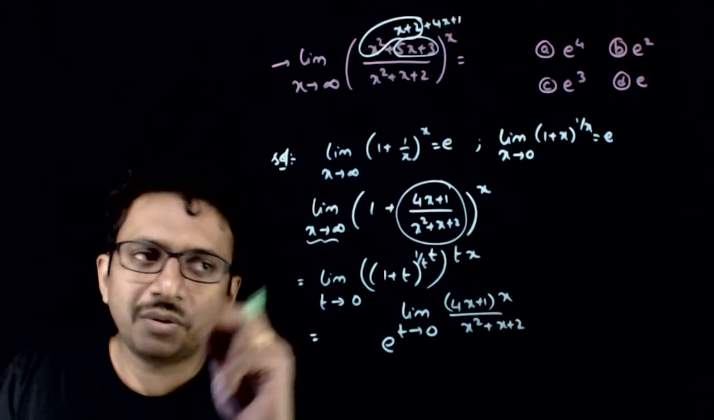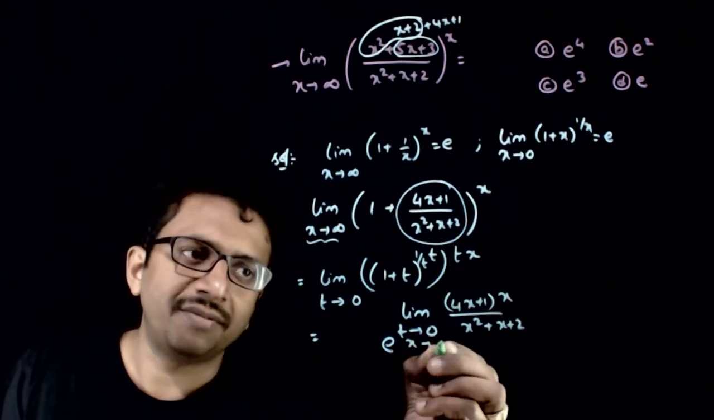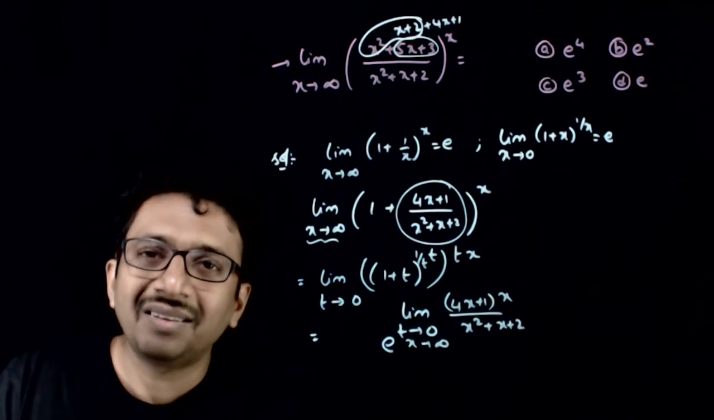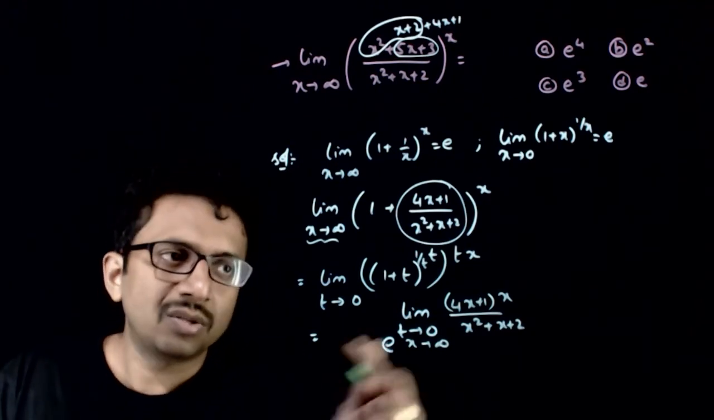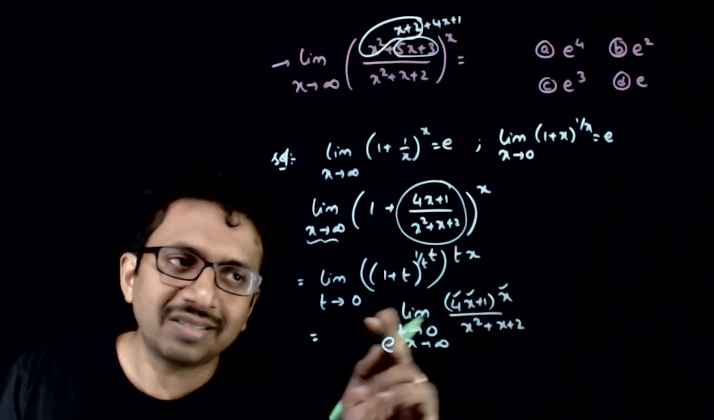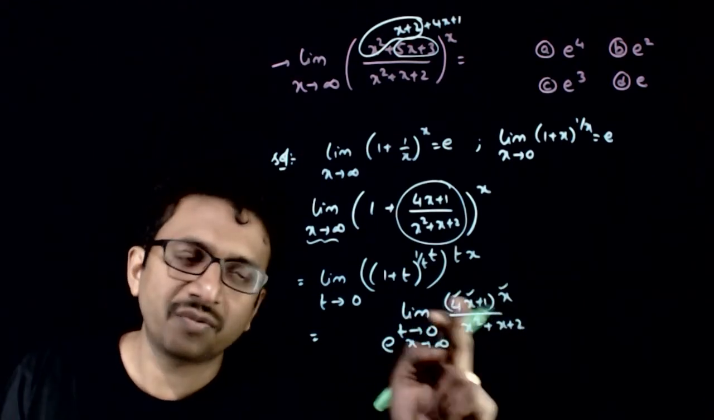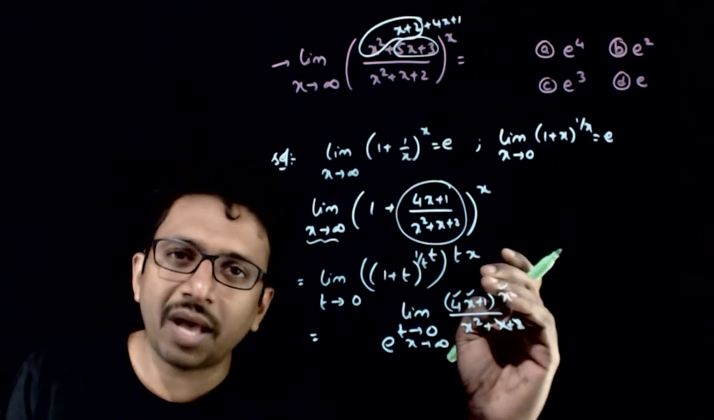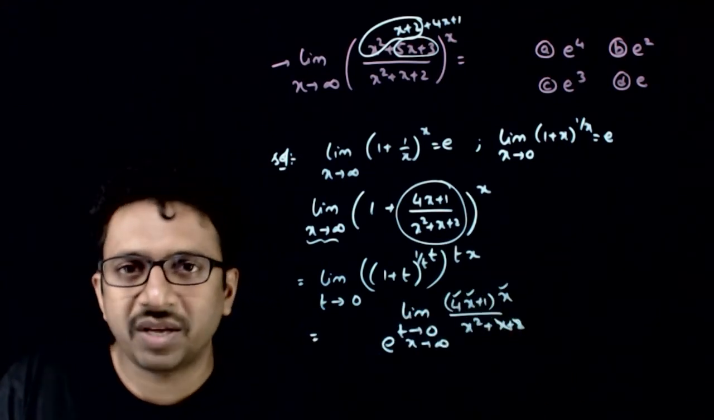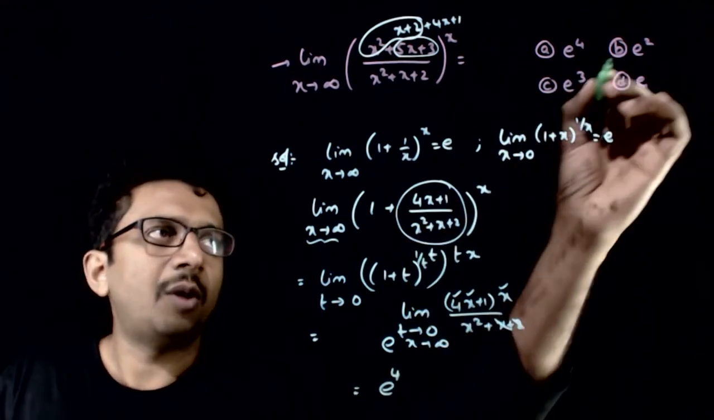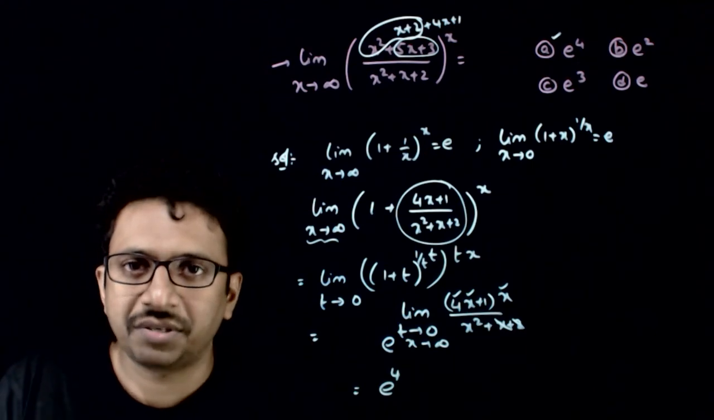As t tends to 0, obviously x tends to infinity. So when x tends to infinity, we know that only the highest power matters. What is the highest power in the numerator? 4x square. The highest power is x square and the coefficient is 4. In the denominator, the highest power is x square. So effectively you have 4x square by x square equal to 4. That is equal to e power 4. So option A is the right answer to this question. Thank you.